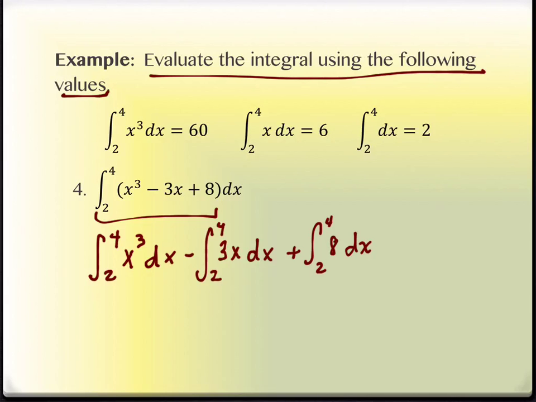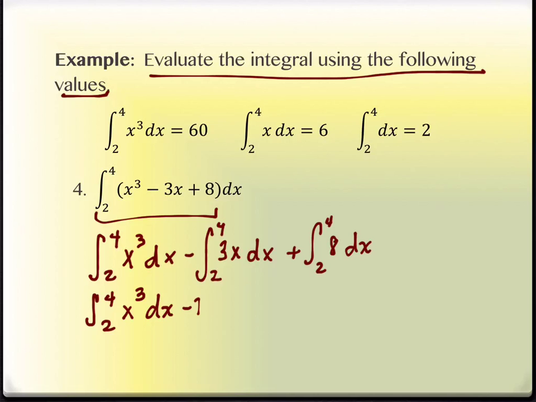Now the first one looks exactly like one of the pieces I was given. The other two don't yet. I need to change them one more time in order for them to be substituted in properly. So the 2 to 4 is cool. I don't need to do anything. I mean, the first one, the x cubed, is cool. No problems. But what could I do for the second one so that it looks like one of the integrals I actually was given?